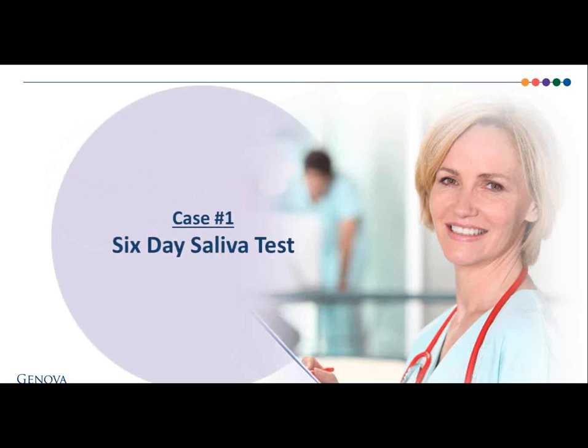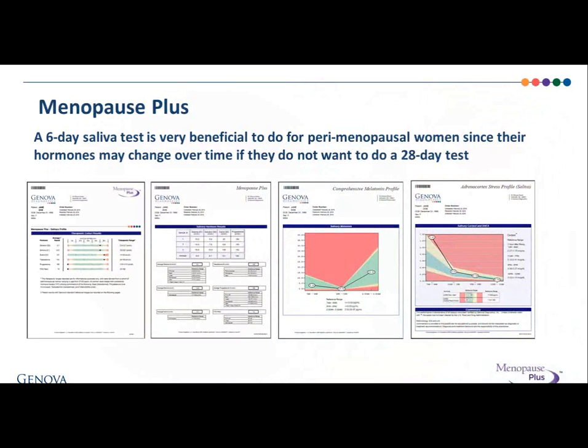So case 1. This patient had a 6-day saliva test. This is very beneficial for the perimenopausal woman, or a 28-day test. For my younger patients, I really do a 28-day test for PMS, for PCOS, for postpartum depression, for infertility, because I want to see over 28 days what their hormones are doing, and that is 11 specimens over 28 days. Otherwise, for the perimenopausal woman, I commonly use the 6-day saliva test because I want to see if she's ovulating. And of course, if she doesn't want to do the 28-day test perimenopausal.